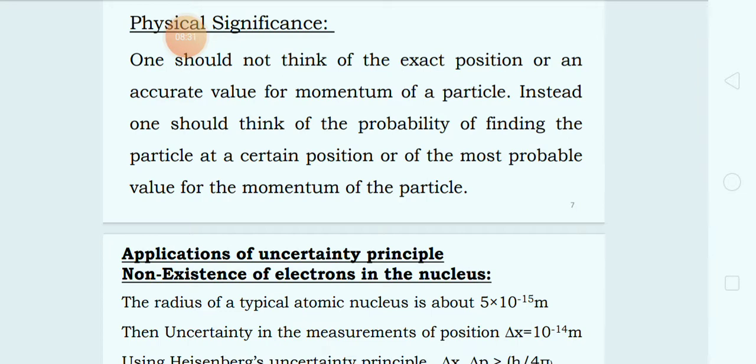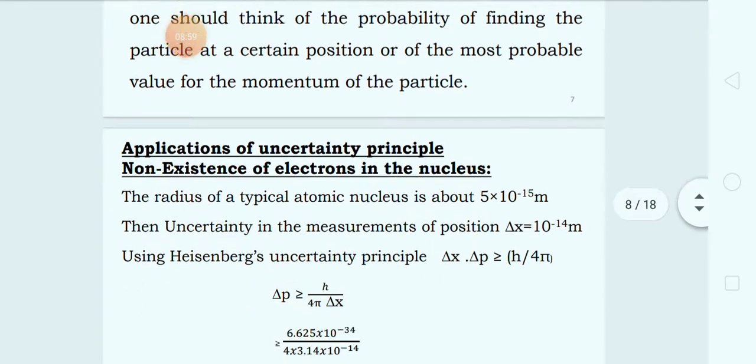And similar interpretations can be made for the canonical conjugate pairs, that is delta E and delta T, also delta L and delta theta. Of course, we know what delta L and delta theta are. Delta L is the uncertainty in the measurement of angular momentum. Delta theta is the uncertainty in the measurement of angular displacement.